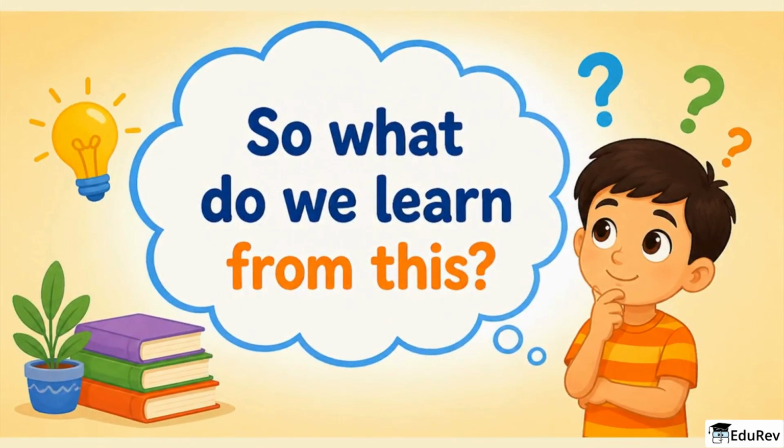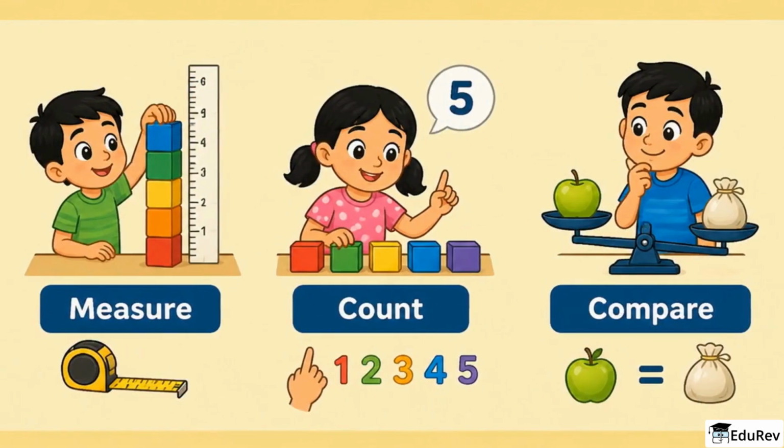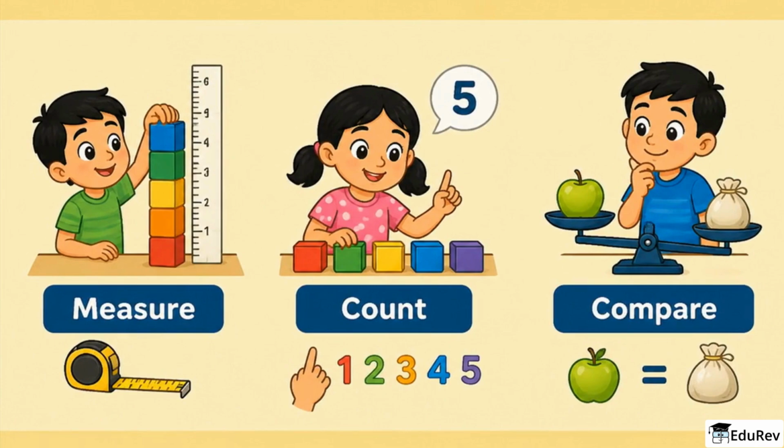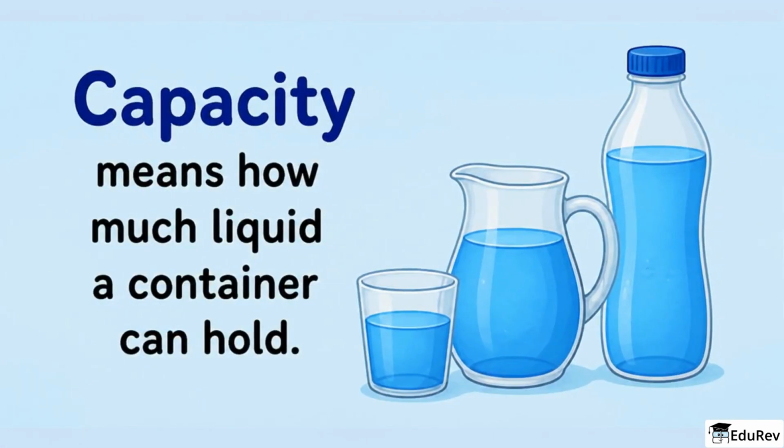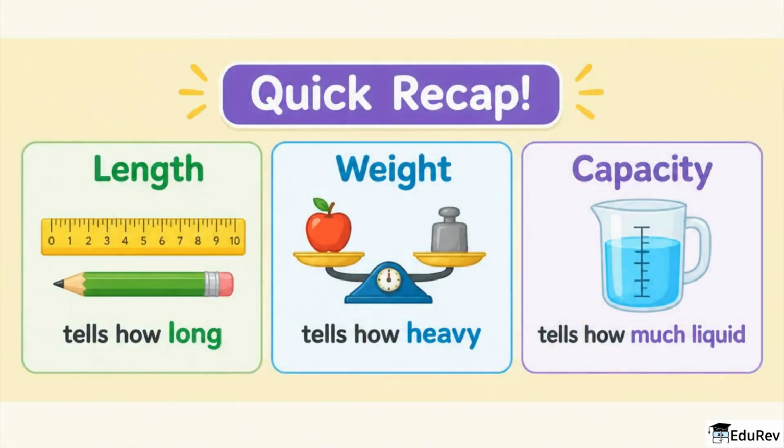So what do we learn from this? Use the same tool to measure, count blocks to find height, and use balance to compare weight. Capacity means how much liquid a container can hold. Let us quickly remember. Length tells how long, weight tells how heavy, capacity tells how much liquid.